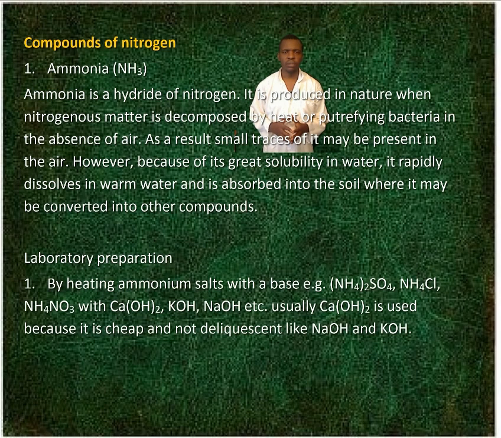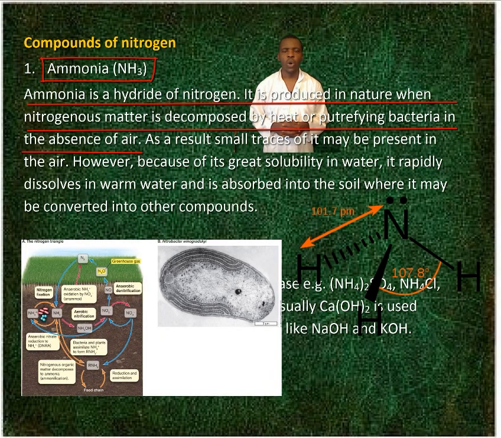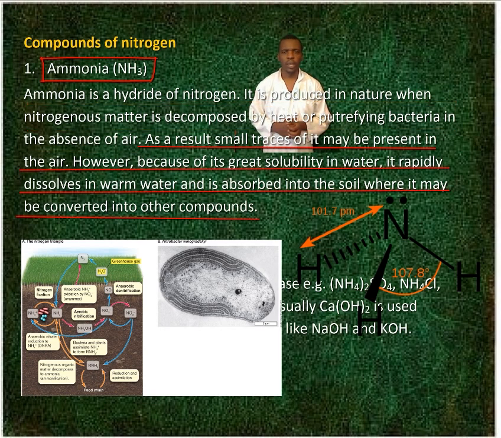Compounds of nitrogen. 1. Ammonia. Ammonia is a hydride of nitrogen. It is produced in nature when nitrogenous matter is decomposed by heat or putrefying bacteria in the absence of air. As a result, small traces of it may be present in the air.